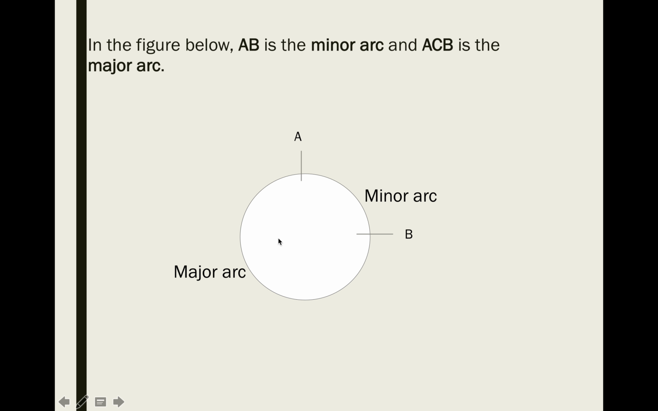In the figure below, AB is the minor arc, and oh, I forgot my C. But ABC would be all the way around.